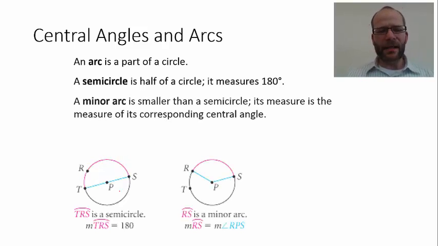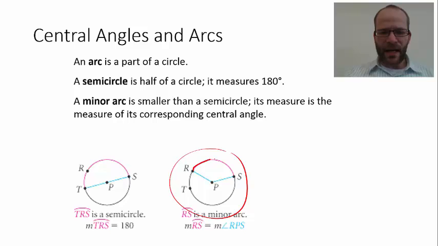A minor arc is smaller than a semicircle. So if we were to come over here and look at this arc RS, that is the minor arc RS. We name a minor arc with reference to 2 points, its endpoints, R and S in this case.